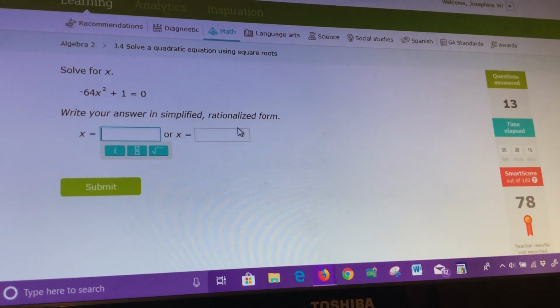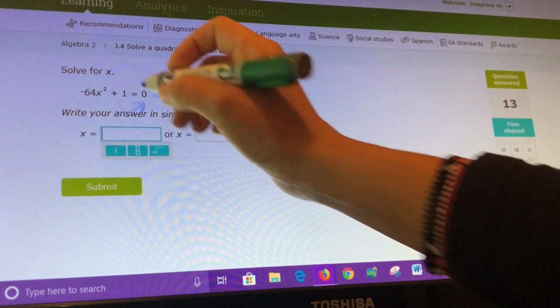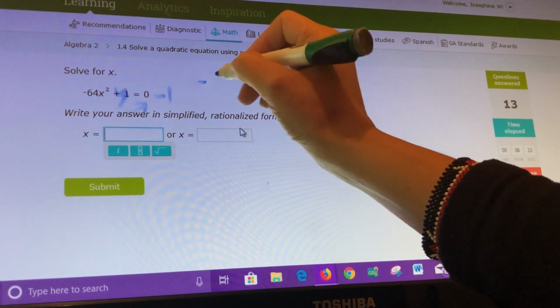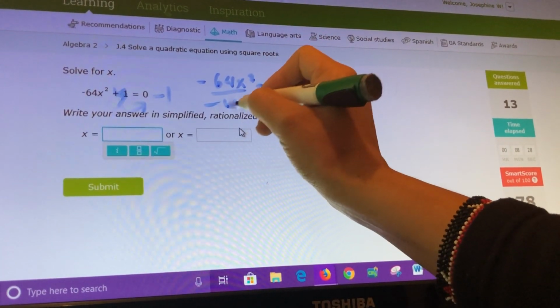All right, solve for x. So take this to the other side. That's going to be what? Subtract 1, right? So you're going to have negative 64x squared equals negative 1. Divide both sides by negative 64.